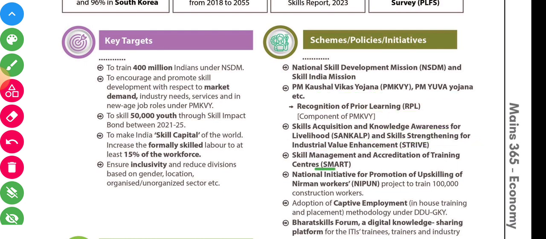Next scheme is the SMART scheme, for skill management and accreditation of training centers. Next is the NIPUN scheme. NIPUN stands for National Initiative for Promotion of Upskilling of Nirman Workers. In this scheme, the youth will train up to 1 lakh construction workers under the NIPUN scheme.